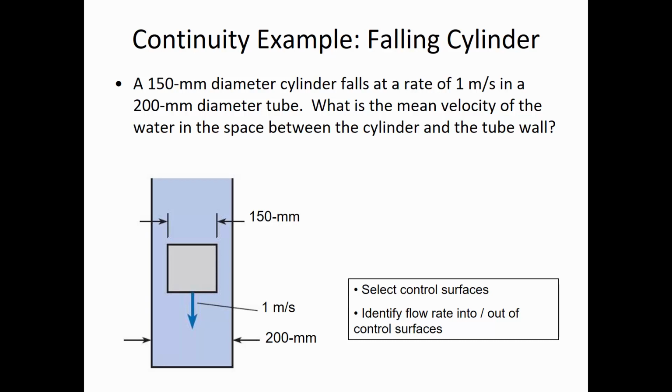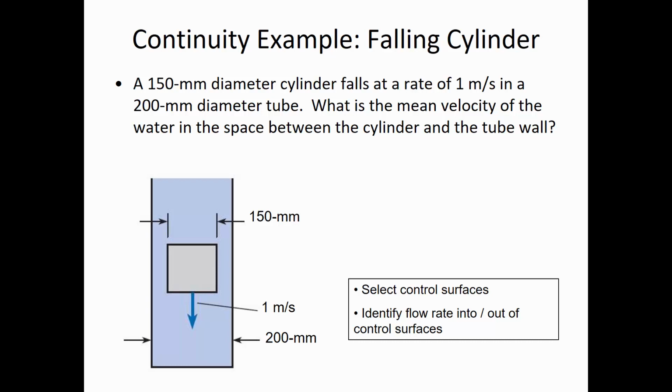And so if we looked at it from above, let me draw a little sketch of what this scenario would look like. Okay, so if we looked from above, we'd have this outside tube that's full of water, and it has a diameter of 0.20 meters. So that is the diameter of the tube. And then in the center line of that is this cylinder that's falling down.